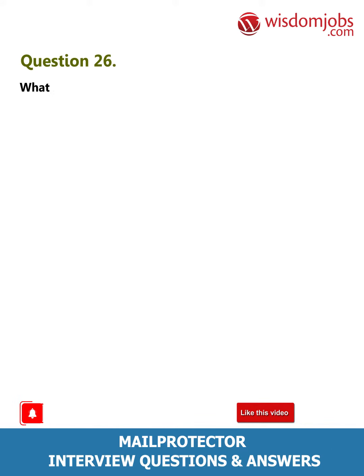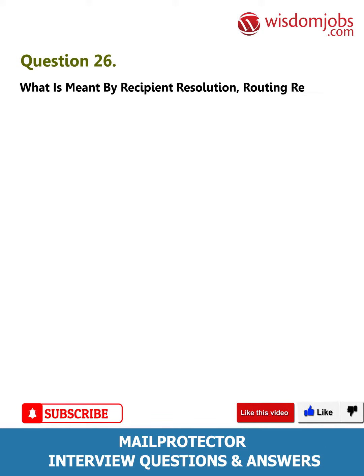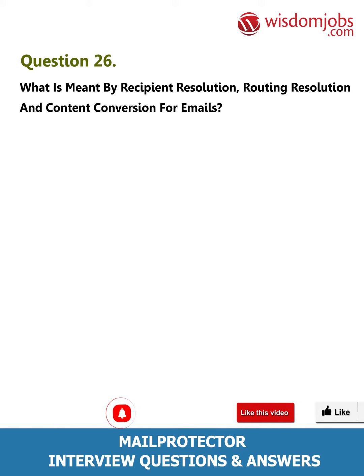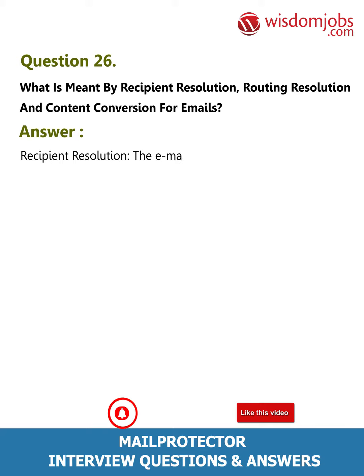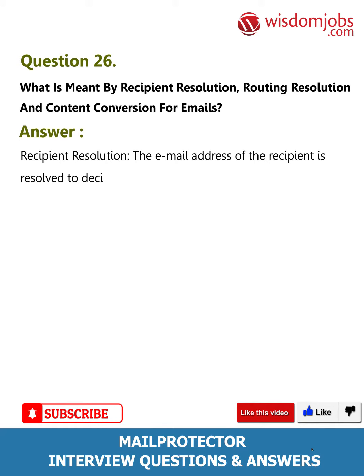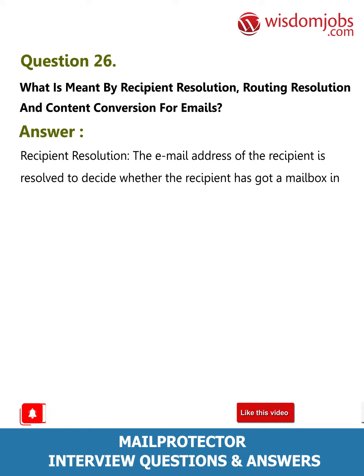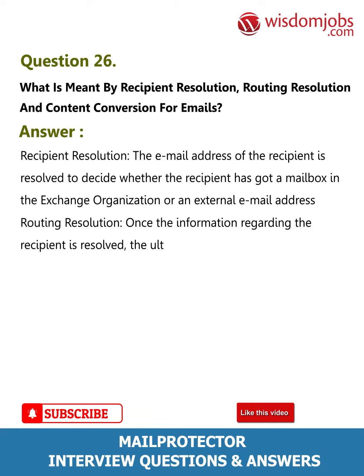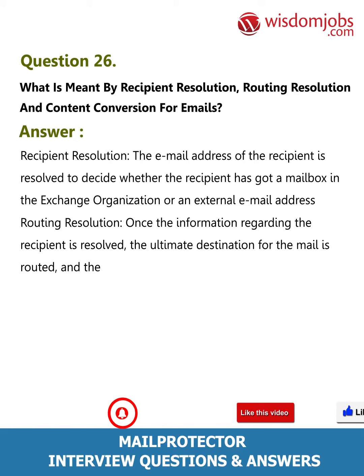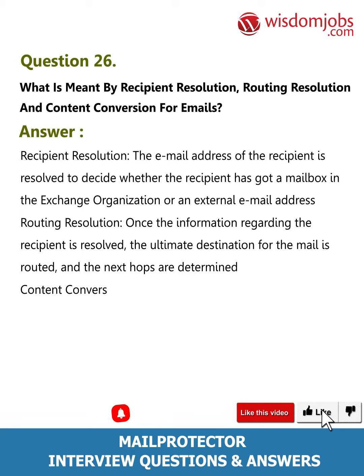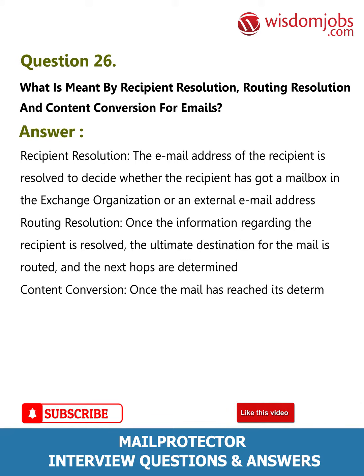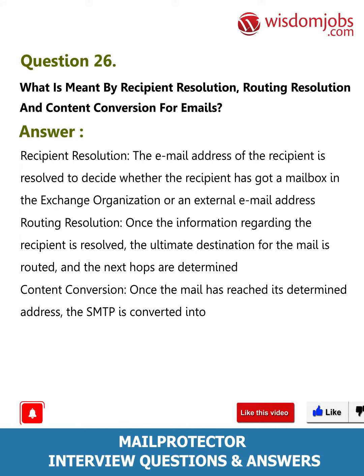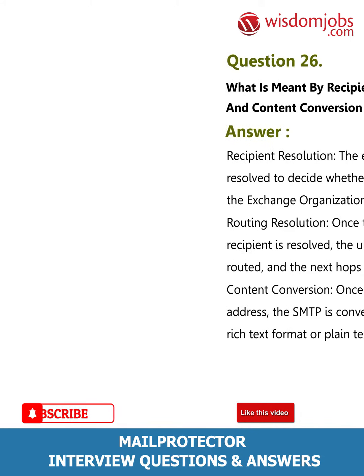Question 26. What is meant by recipient resolution, routing resolution and content conversion for emails? Answer. Recipient resolution. The email address of the recipient is resolved to decide whether the recipient has a mailbox in the exchange organization or an external email address. Routing resolution. Once the information regarding the recipient is resolved, the ultimate destination for the mail is routed and the next hops are determined. Content conversion. Once the mail has reached its determined address, the SMTP is converted into readable format like HTML, rich text format or plain text.